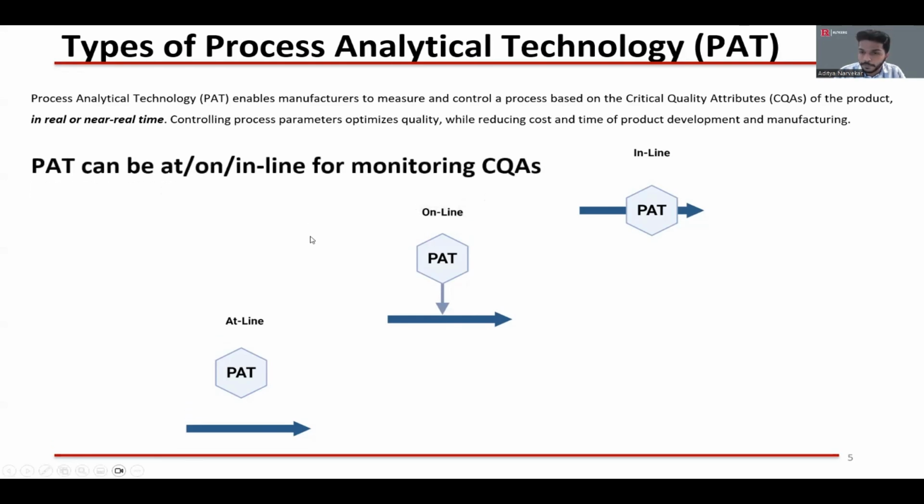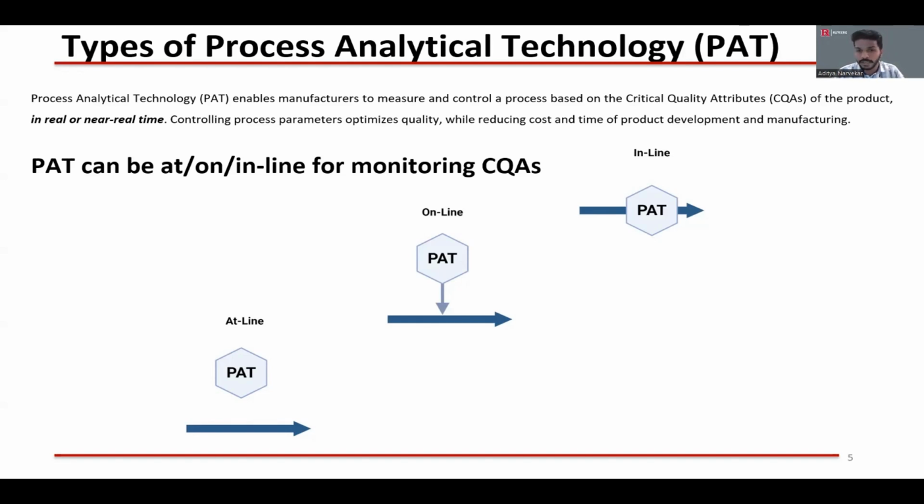The different types of PAT can be at-line, on-line, and in-line for monitoring these critical quality attributes. Now, at-line analysis of critical quality attributes is when there is a physical separation between the PAT tool and the process. Consider this arrow as the process, and there is a clear physical separation as seen on the screen, which means that there is slight involvement of the technician during the process, where the sample handover from the process to the analytical tool is by means of a manual intervention.